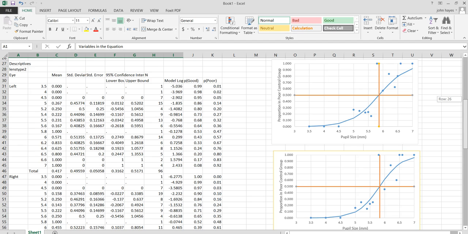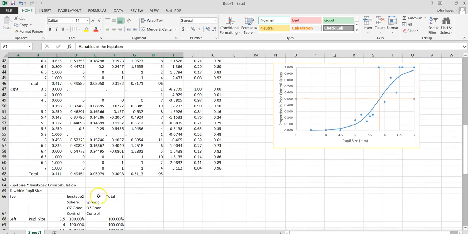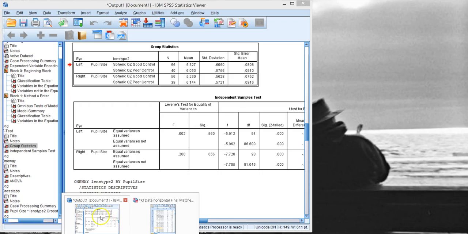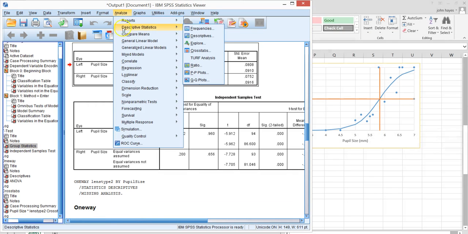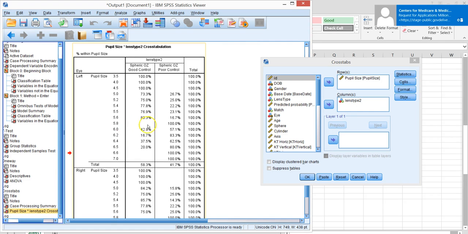Now our goal is to create this graph. And we have over here all the possible pupil sizes. Now, when we're looking at pupil size frequency, what we most generally do in fact, is we go into Analyze, Descriptive, Crosstabs. We put in pupil size here, lens type there, and we say OK, and we get this crosstab.